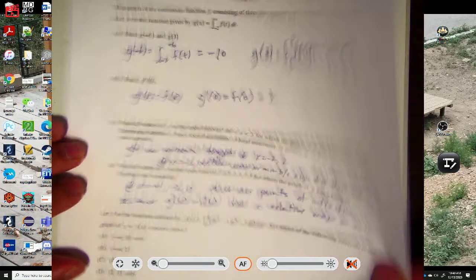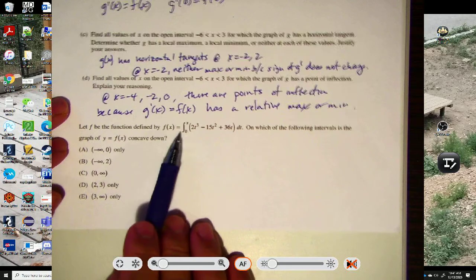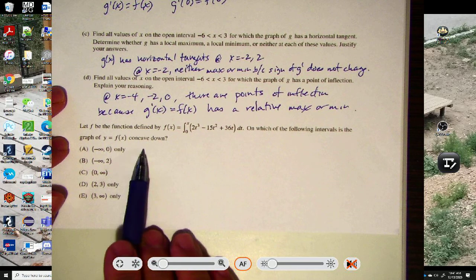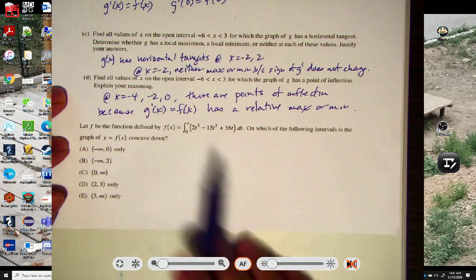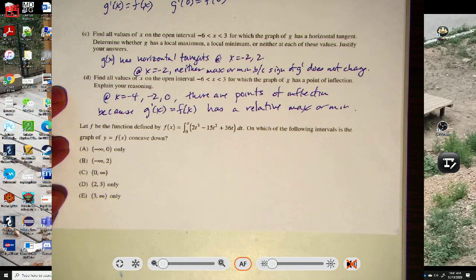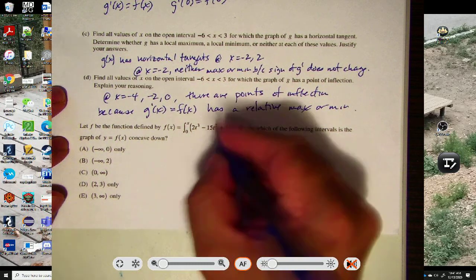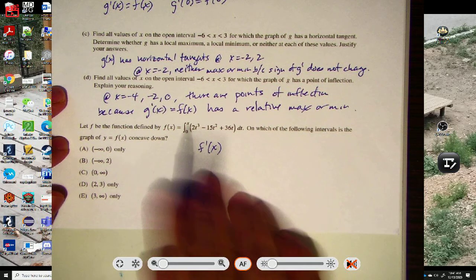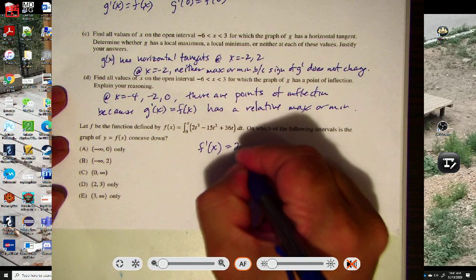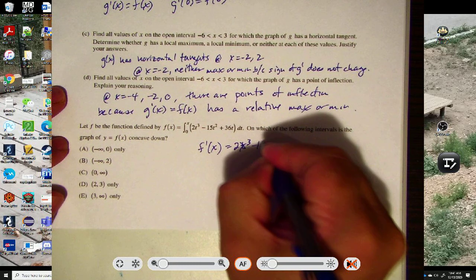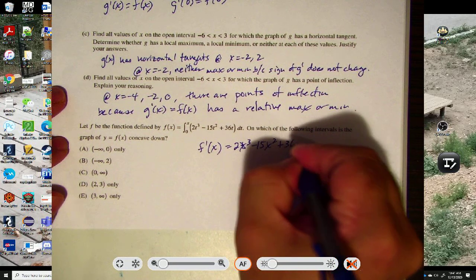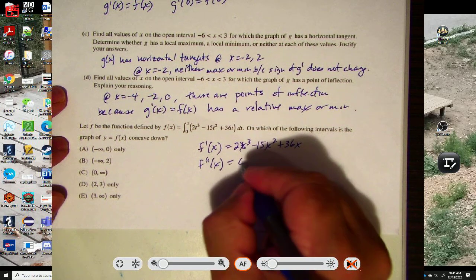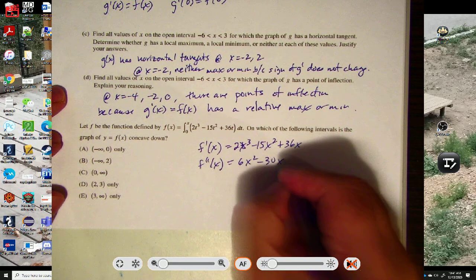Now I'm going on to a different question. Let f be the function defined by this accumulator function. On which of the following intervals is the graph of y equals f of x concave down? Well, when we talk about concavity, we need the second derivative. We use the second fundamental theorem of calculus to get the first derivative. All we do is copy that: 2x cubed minus 15x squared plus 36x. But we need the second derivative, which is 6x squared minus 30x plus 36.